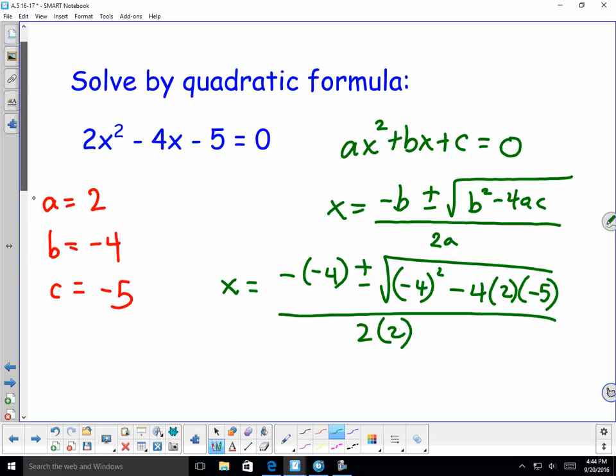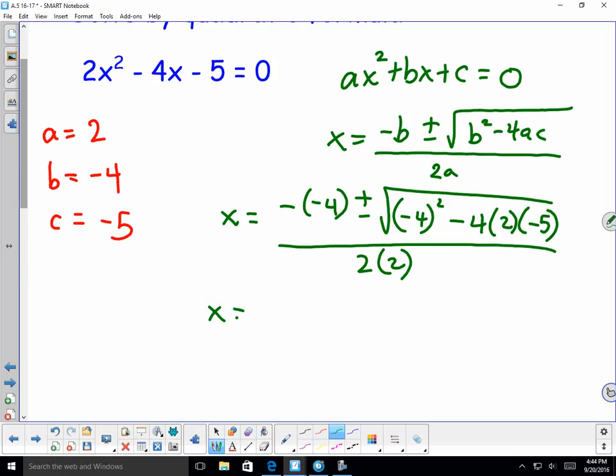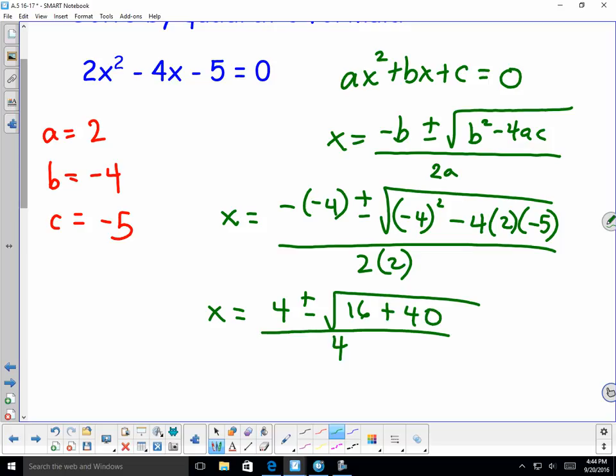At this point, we clean this up a little bit, and we get x equals the opposite of negative 4, which is positive 4, plus or minus: negative 4 times negative 4 is a positive 16. And here I have minus 8 times a negative 5, so it's really 8 times 5 is 40, so I have plus 40, and this is all over 2 times 2, which is 4. Can I divide out this 4 with this 4? That would be a big no, because this 4 right here is a term, not a factor, so I cannot divide that out.